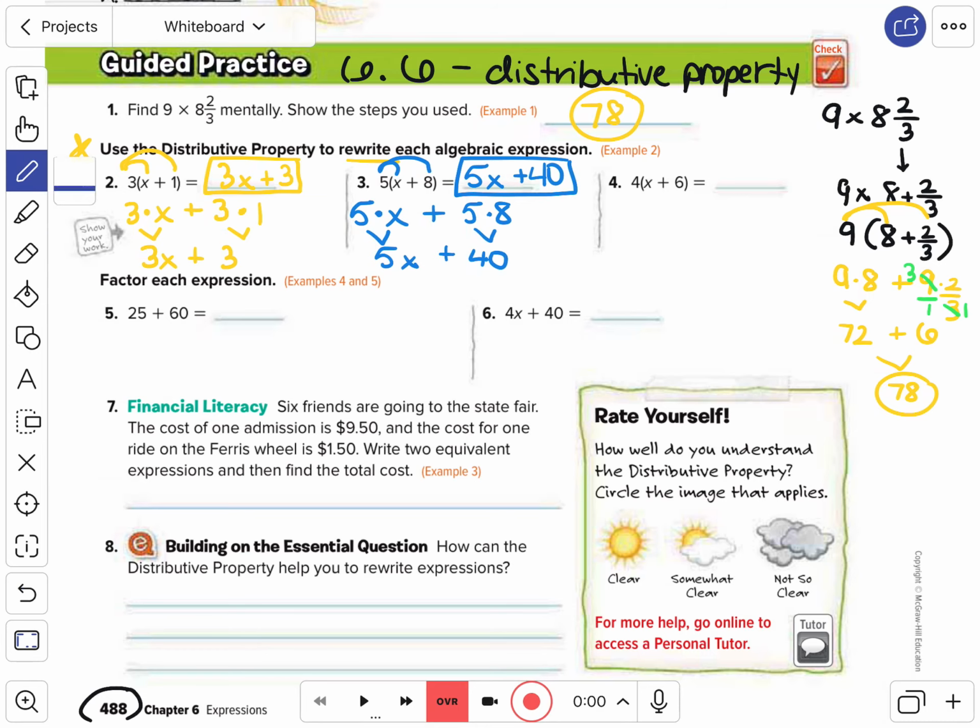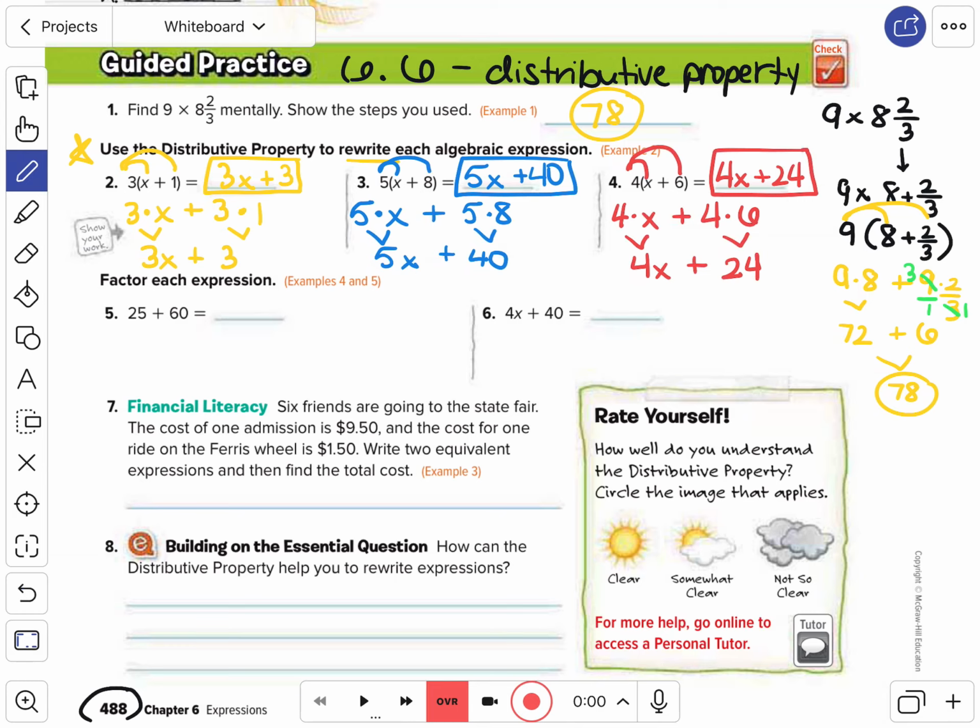Number 4. Distribute the 4 to the x. 4 times x. Bring down your symbol in the middle. Plus. Draw your next arrow. 4 times 6. Simplify. 4 times x is 4x. Plus 4 times 6 is 24. These cannot be added. One has an x and one doesn't. So you just leave it. 4x plus 24.